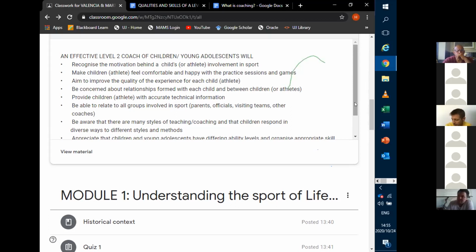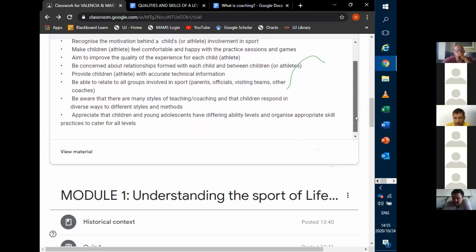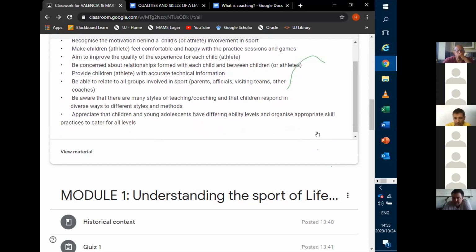To provide children with accurate technical information. To be able to relate to all groups involved in the sport: the parents, the officials, the visiting teams, and other coaches. It's important to build relationships with these people that we've just mentioned.